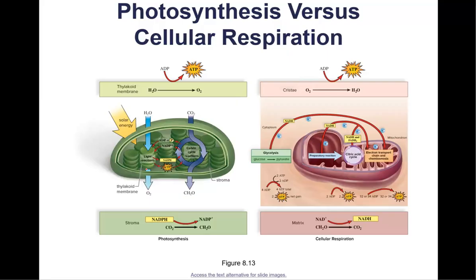And the only other thing is that in photosynthesis, the final electron acceptor is NADPH, and in cellular respiration, the final electron acceptor is oxygen.